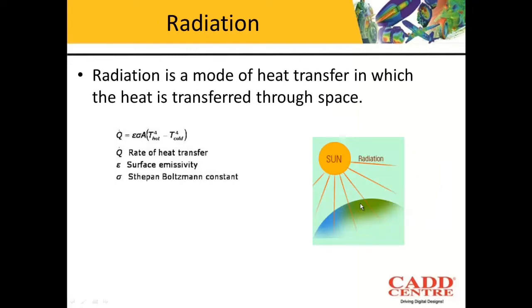Now let us talk about radiation. Radiation is a mode of heat transfer in which the heat is transferred through space. Whenever the heat is getting transferred in space, we call it radiation. The best example of radiation is the sun rays which get transferred to the earth.